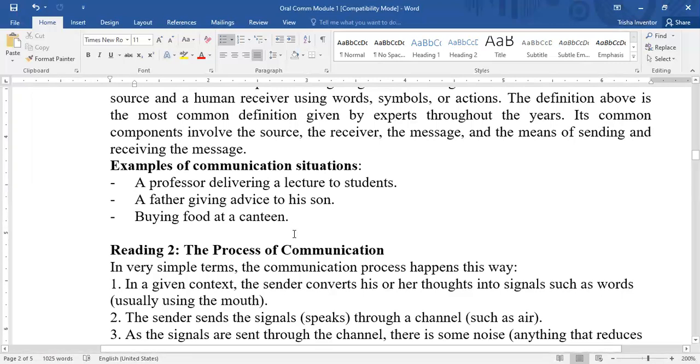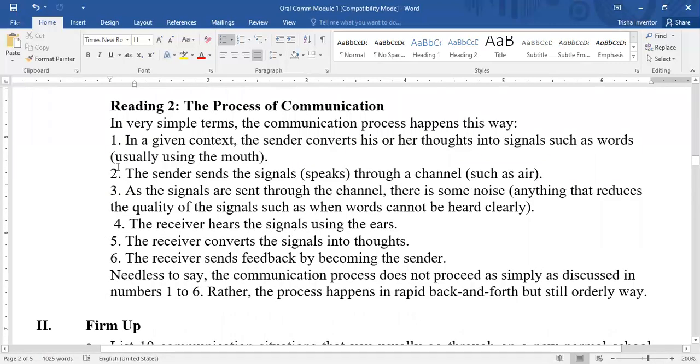Okay, all right. So right now, let's proceed to the process of communication. This is our second lesson for this module. As you can see, we only have short lessons in our first module. Una pa lang yan. So, in very simple terms, communication process happens this way. When we say process, it is what communication goes through, how it happens.